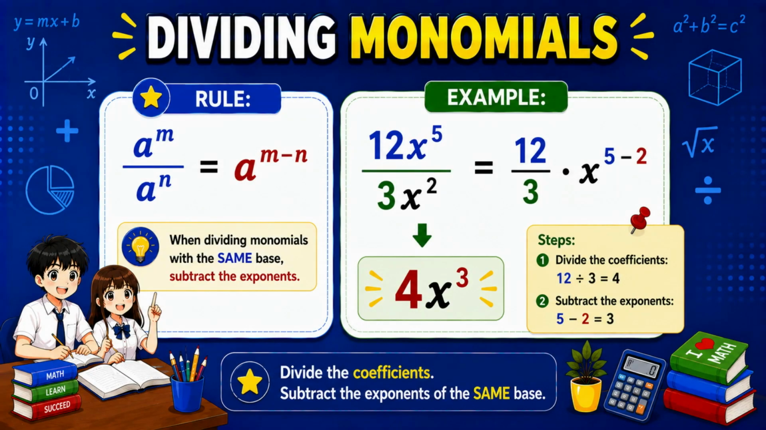When dividing powers with the same base, subtract the exponent in the denominator from the exponent in the numerator. 5 minus 2 is 3. Therefore, the answer is 4x cubed.